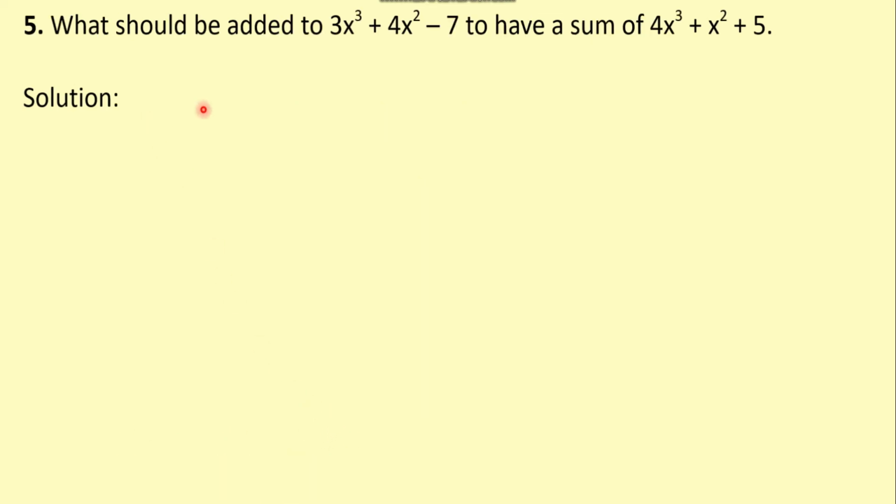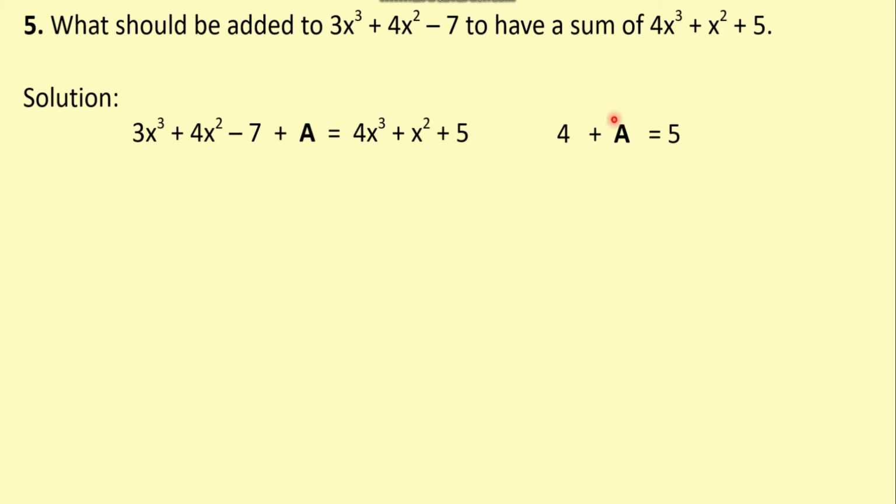Then, last natin, number 5. What should be added to 3x cubed plus 4x squared minus 7 to have a sum of 4x cubed plus x squared plus 5? So, ano daw yung i-add natin dito para magkaroon ng ganitong sum. Now, sabihin na natin A yung i-add natin. So, ganito yung tsura ng ating equation. Mag-add tayo dito, then equal siya dito. Then, paano ba natin masosolve yung A?